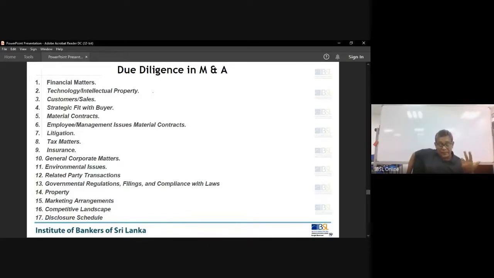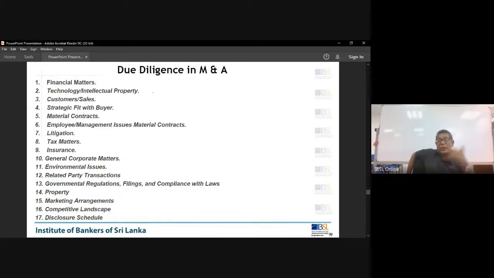And then certain material contracts. Material contracts means reviewing the contracts entered into by your intended acquired company with other parties. So you need to look at that, and sometimes also at employee management issues: are there any management issues with employees and all these things? Then we may look at any litigation, whether there are pending cases or pending litigation, right?